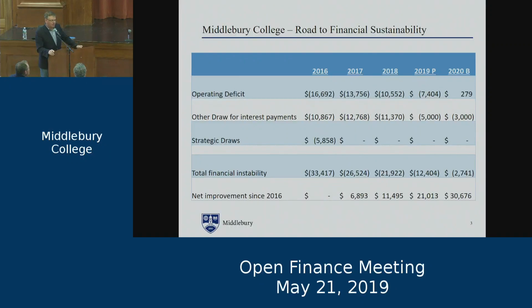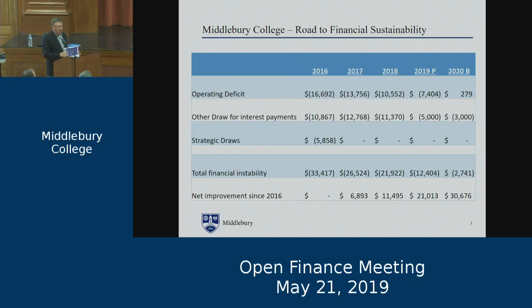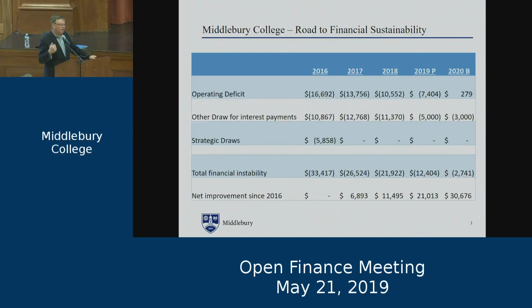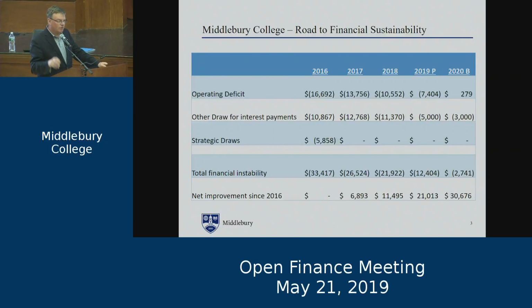So you are about ready to see a budget that does achieve an operating surplus of $279,000. That is compared to FY16 when the deficit was $16.7 million, $16,692,000. We were taking an additional almost $11 million out of the endowment to cover interest payments. So that was above the 5% standard withdrawal from the endowment. And we took out nearly $6 million for strategic initiatives. That total was $33.5 million of us living beyond our means. And that was fall 2016 when this plan was put in place.